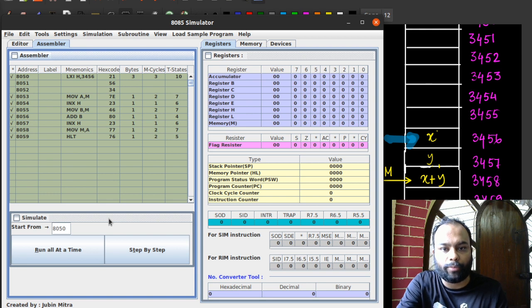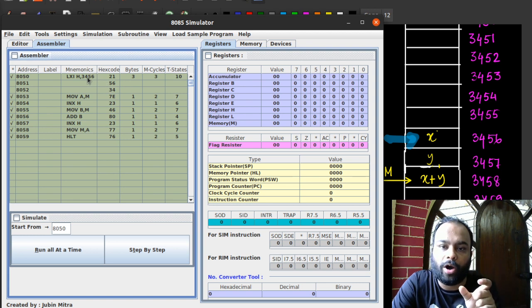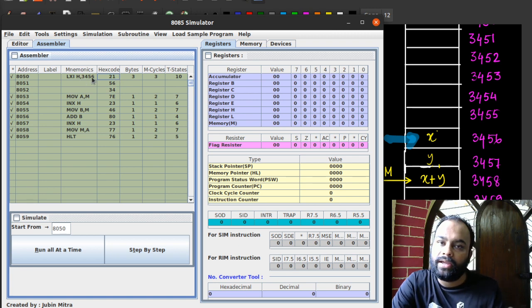So we've assembled the program. Okay, the assembler directives are not visible, right? So these are the instructions. Look now very carefully. We have the LXI H, 3456 instruction. Okay, what does it do? Of course, it sets the memory pointer, the HL register pair, to the value of 3456. So LXI H has an opcode of 21, and then 3456 would be having a little endian byte ordering.